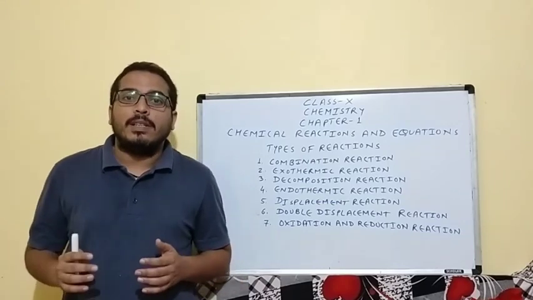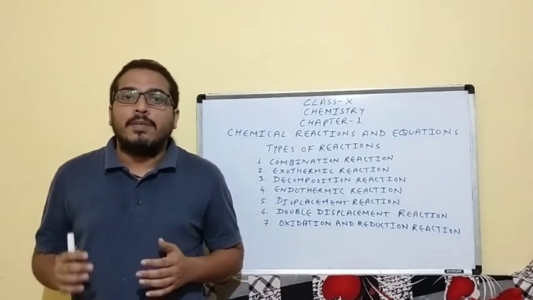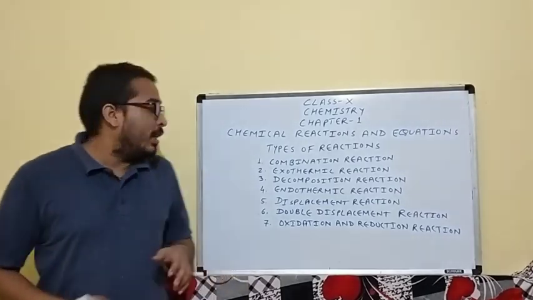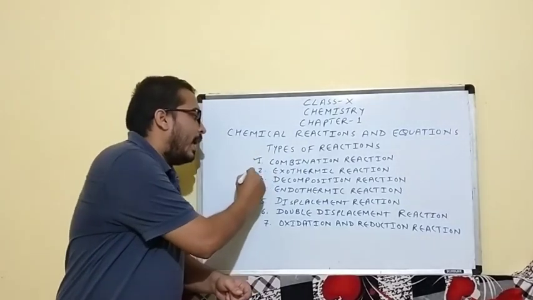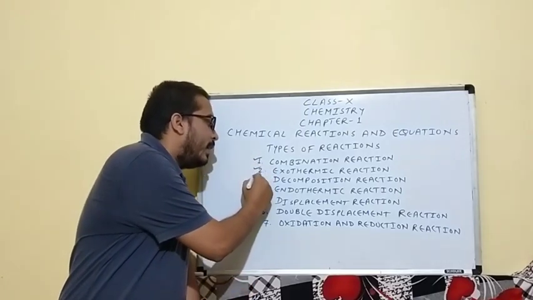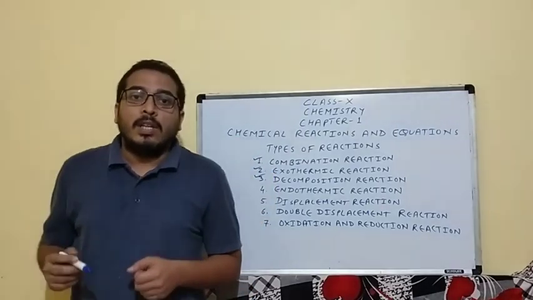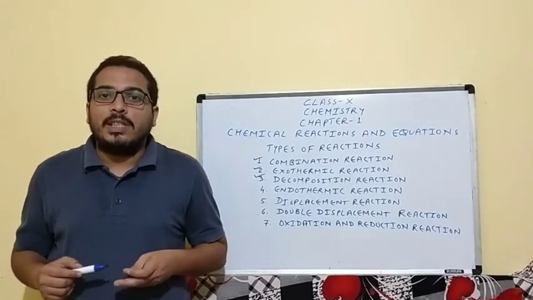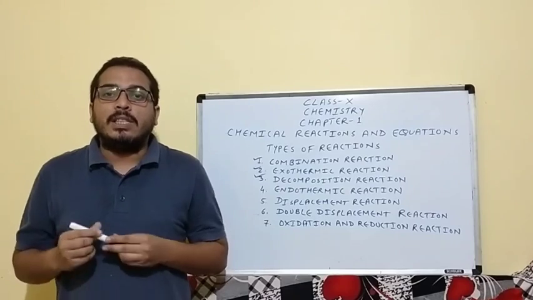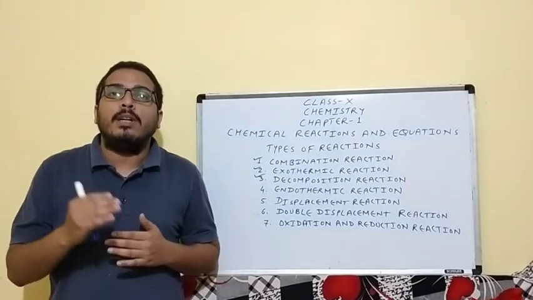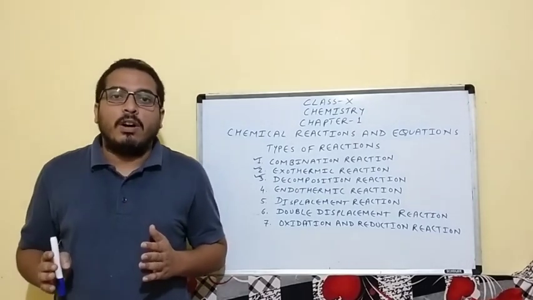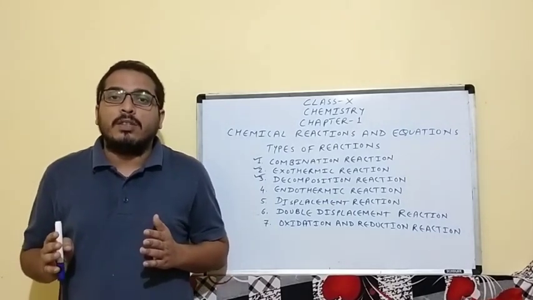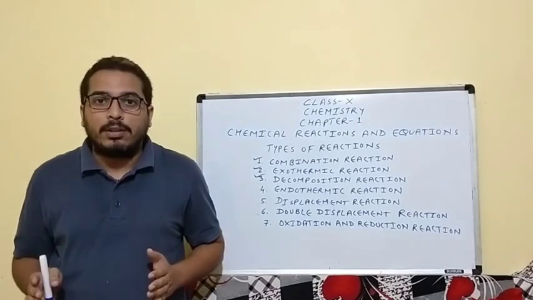In our previous class, we have seen some of the chemical reactions. In my last class, we have seen combination reaction, exothermic reaction and decomposition reaction. So my dear students, we have seen combination reaction. Combination reaction means it is the reaction in which a single reactant produces two or more than two products. It is called combination reaction. We have seen the example when coal will burn in the presence of oxygen, it will produce carbon dioxide.